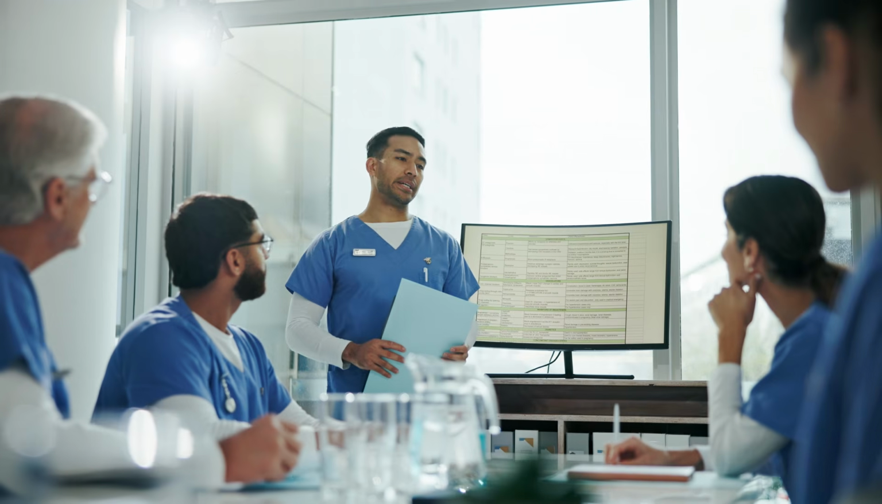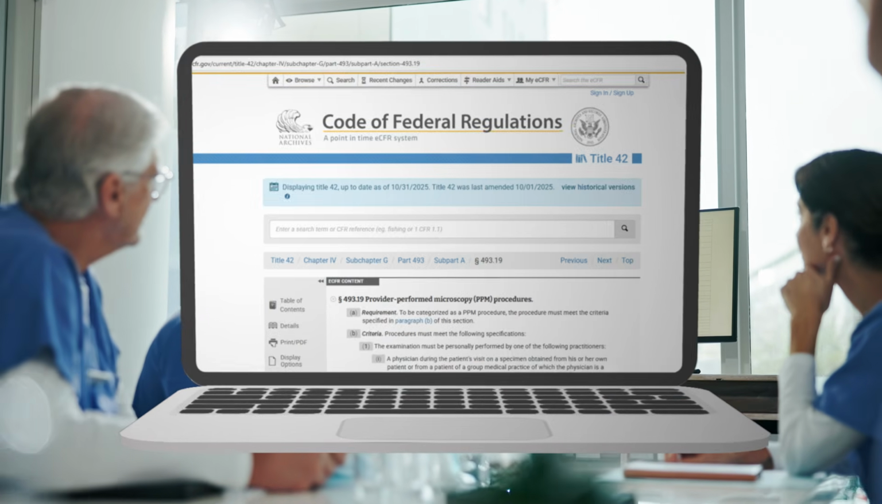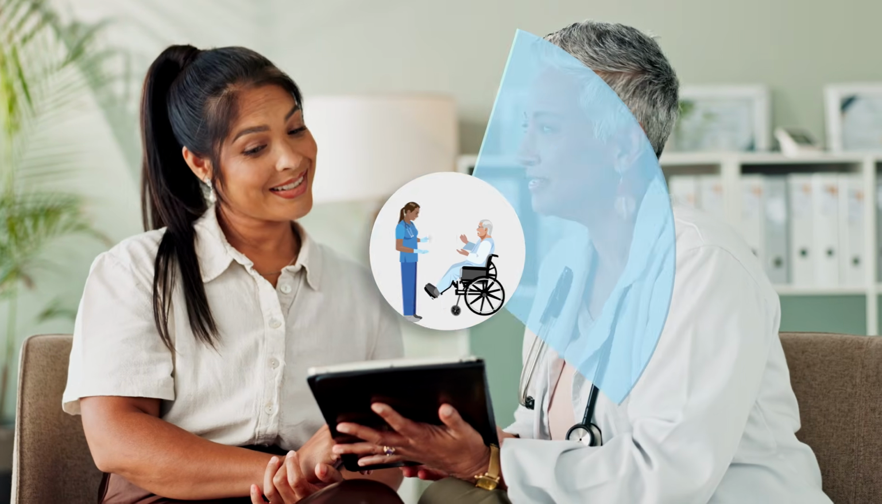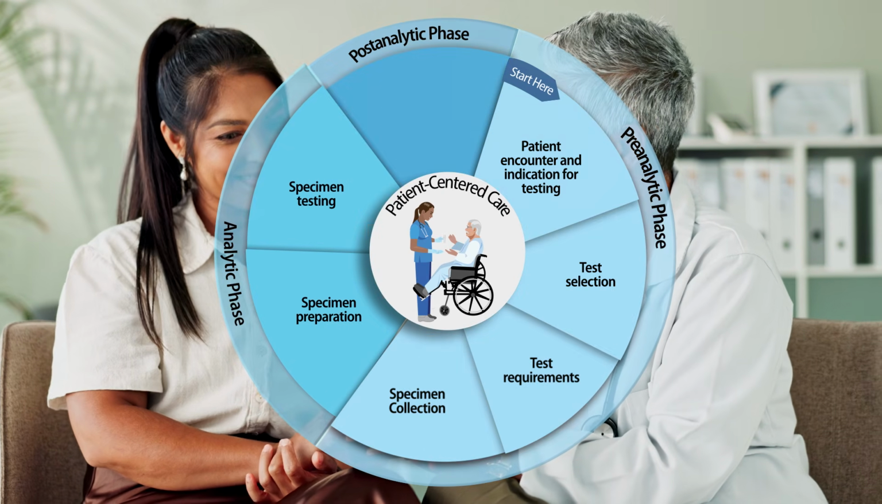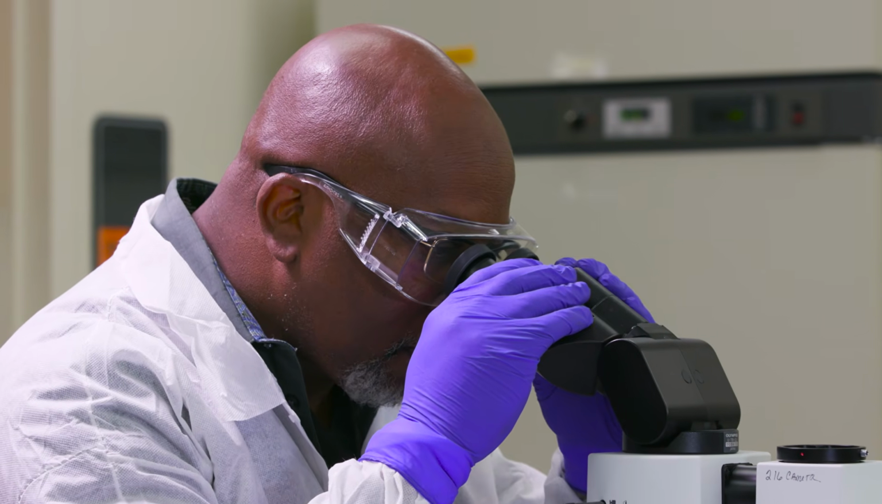at a later time. To ensure accurate patient results, you must establish and follow procedures that comply with CLIA regulations and monitor quality to address potential errors in the testing process. The total testing process for PPM procedures must comply with the CLIA quality system requirements for PPM procedures.